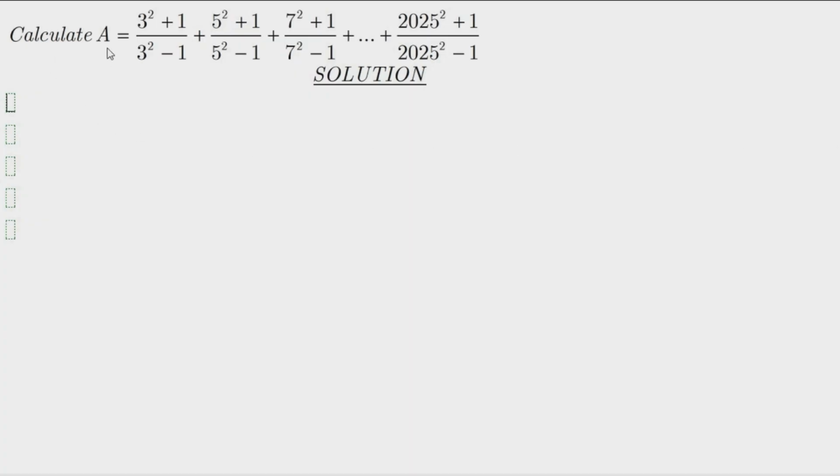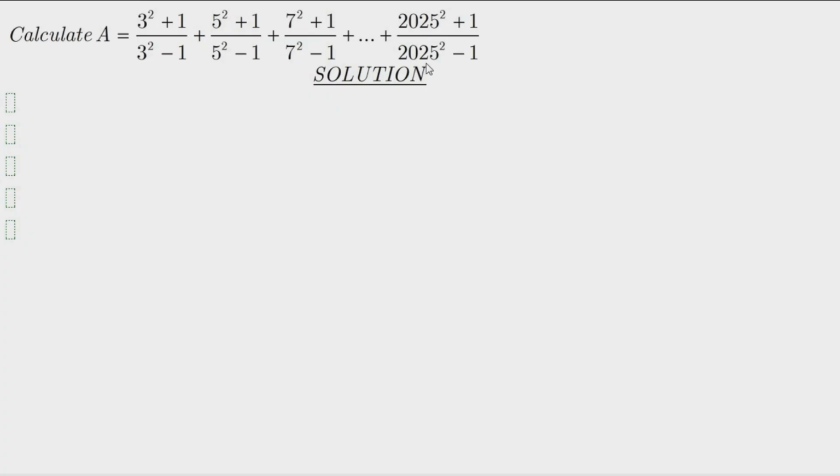The question is: calculate this expression. As we can see, A equals (3 square plus 1) divided by (3 square minus 1), plus (5 square plus 1) divided by (5 square minus 1), plus (7 square plus 1) divided by (7 square minus 1), then plus dot dot dot, keep going until (2025 square plus 1) divided by (2025 square minus 1).